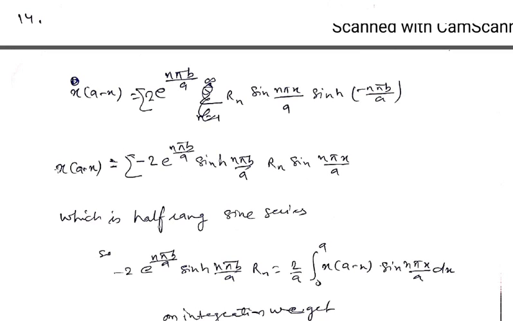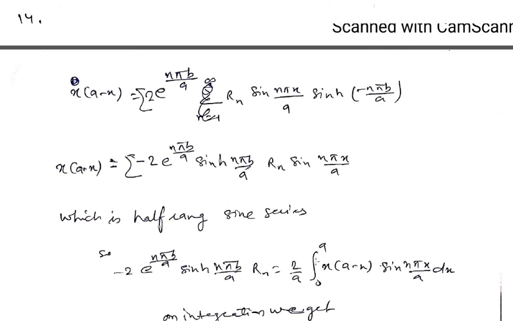This equation represents the Fourier half-range sine series of the function x into (a minus x). So applying the formula, we can obtain the value of minus 2 exponential n pi b by a sine hyperbolic n pi b upon a bn. This is the coefficient of sin(n pi x by a). So we can obtain the value of this coefficient using this formula, which is 2 by a integral 0 to a of function of x sin(n pi x upon a) dx. Function of x is what? x into (a minus x).